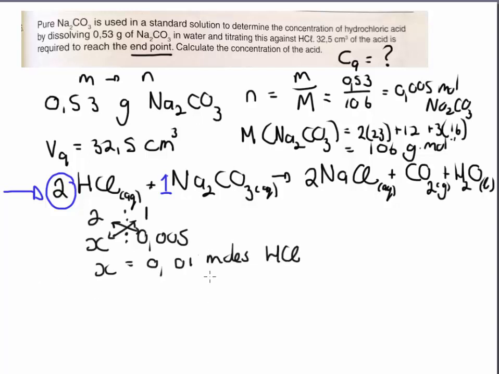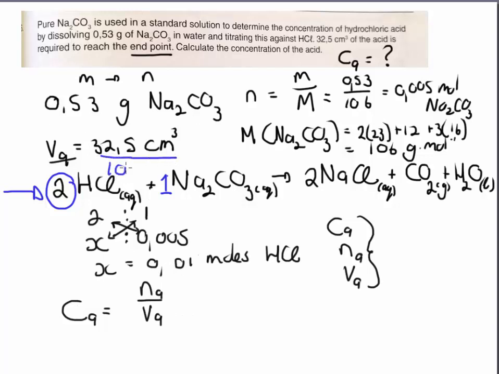Now I have my amount of moles. Remember, this is my n value for HCl. I also have my volume, VA. And if I want to calculate concentration, I know that there is a formula in which I can combine these 3 things. Concentration of an acid is going to equal the amount of moles divided by the volume. Now just be careful, volume has to be in cubic decimeters, because concentration is in mole per cubic decimeter, which means you need to take the 32.5 cubic centimeters and divide it by 1000. This is going to give you 0.032 cubic decimeters.